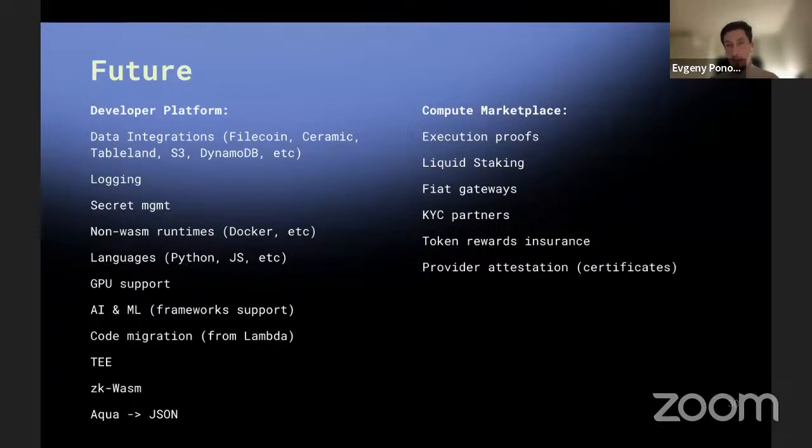Also on the Compute Marketplace, there are some things that are required for such a network, like liquid staking or the ability to pay with fiat for people coming from Web2 who use credit cards. We should enable this experience for them. Basically, a lot of payment-related or security-related features would be required from the marketplace side, so we're going to work on them as well.